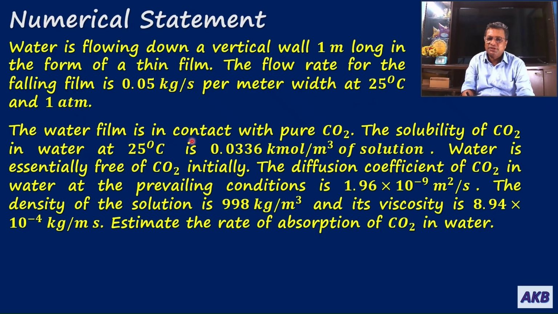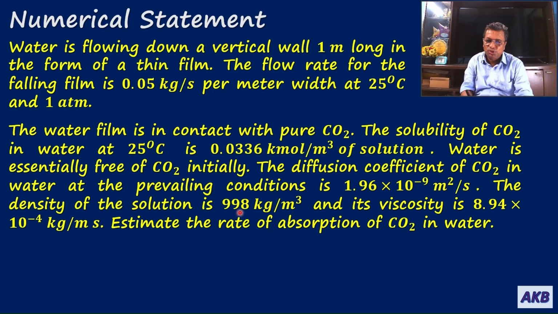The water film is in contact with pure CO2. The solubility of CO2 in water at 25 degrees Celsius is given. It is 0.0336 kilomole per meter cube of solution. Water is essentially free of CO2 initially. So when the contact occurs for the first time, water is not containing any CO2 in it. The diffusion coefficient of CO2 in water at the prevailing conditions is given to us. It is 1.96 into 10 to the power minus 9 meters square per second.